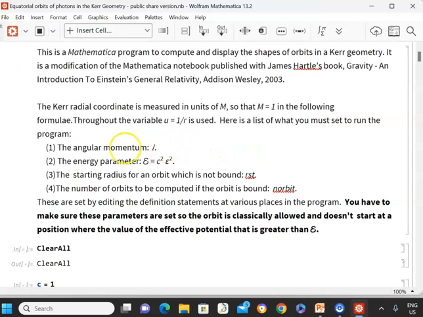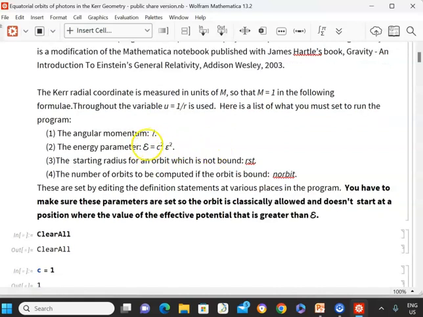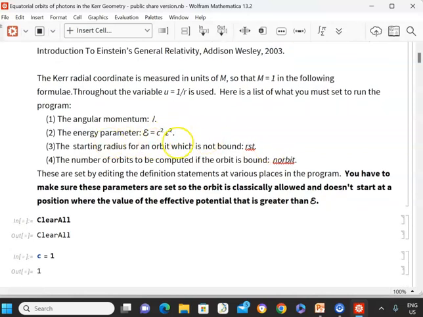It's related to James Hartle's books Gravity and Introduction to Einstein's General Relativity, but you have to modify a few things. So key quantities will be the angular momentum, L in this case. The substitution of the variable u equals 1 on r is used throughout, and I'll be sticking with units of m equals 1, G equals 1, c equals 1, geometrized units. The energy parameter epsilon is such that the energy is c squared epsilon squared. That's the energy of the orbit in terms of c squared times the energy parameter squared. The starting radius will be RST, and then the number of orbits.